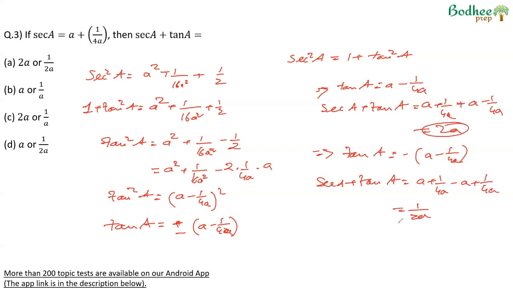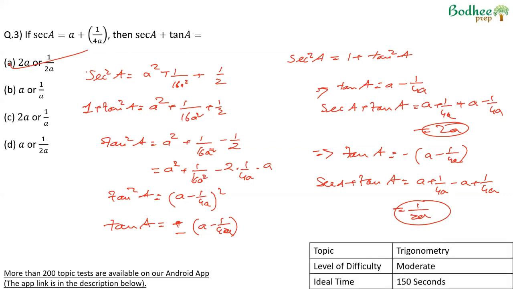And therefore, two options are possible: either 2A or 1 by 2A. Option A becomes my answer. Even this question I'd call definitely a moderate level of difficulty because it is very easy to miss out on one of the positive or negative values and get a wrong answer.